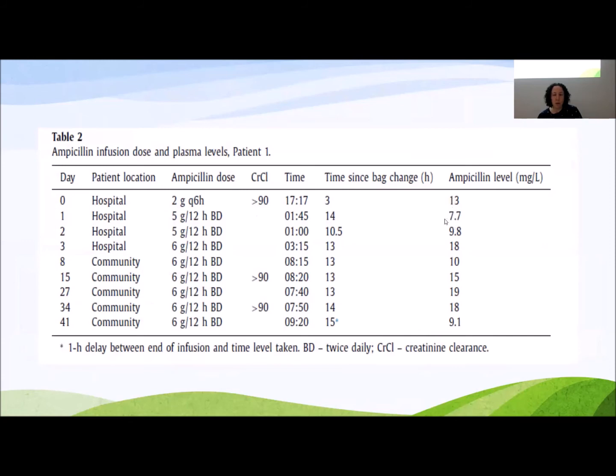We then moved them onto a continuous infusion in the hospital setting. And the reason we did this is that we took this level as our gold standard because the patient was at room temperature in which we knew the drug would be stable during the infusion time.